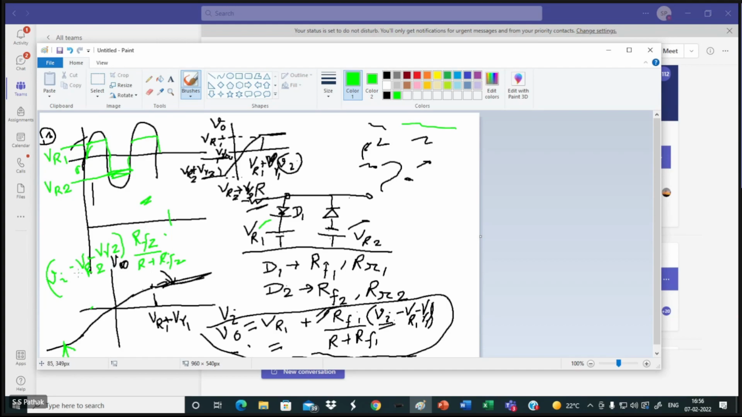Again RF2 is small, it will become your plus VR2 plus V gamma. VR2 plus V gamma coming here also. V gamma 1 is coming here, V gamma 2 coming here. So if it is very small, you are left with this, and that's how the clipper circuit is working. Now question comes, what is the slope of this? This is a straight line.